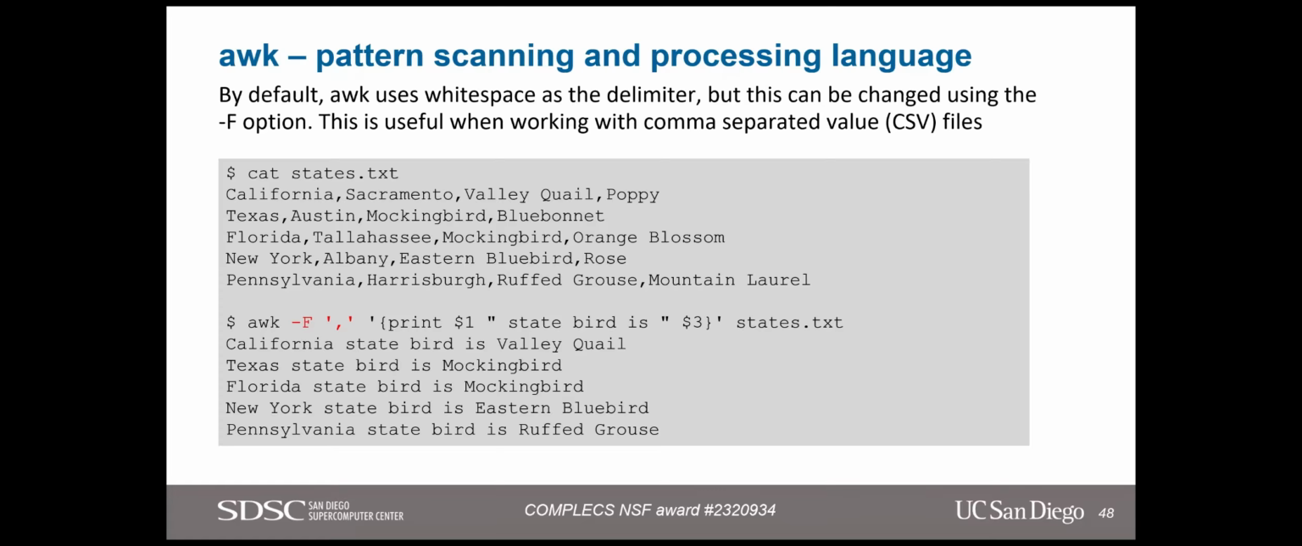So again, this is kind of squishing all the things together. We initiate the command, and before the single quote, we designate what is going to be considered our delimiter, and then we put the action that we want to take on it. So we want to print the first column, followed by a space, "state bird is", followed by the third column.